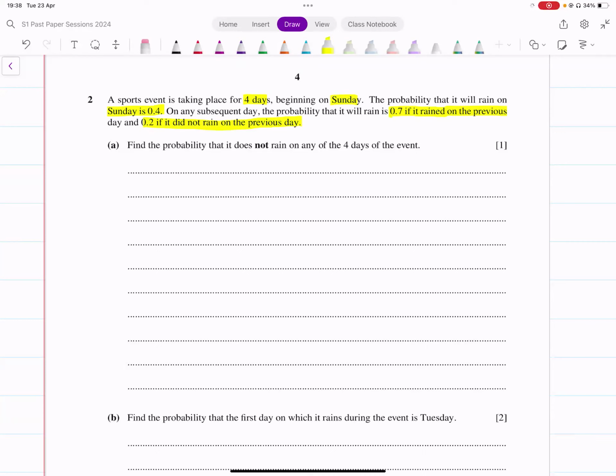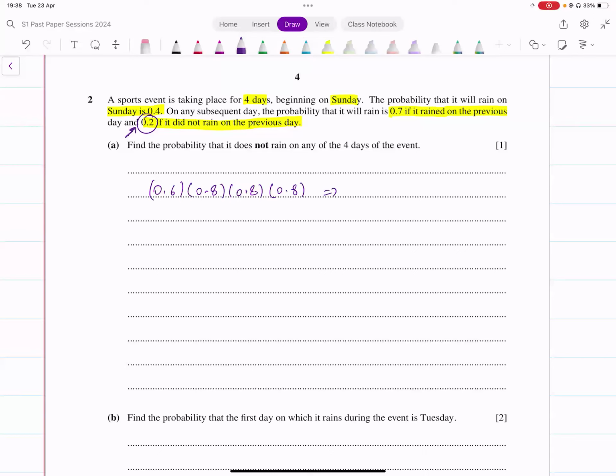Okay, so probability of not raining on any of the 4 days. What's the probability of not raining the first day? 0.6, right? If probability of raining is 0.4, probability of not raining will be 0.6. And then if it did not rain the previous day, the probability of raining on the next day is just 0.2. So what's the probability of not raining the next day as well? That will be 1 minus 0.2, which is 0.8. And then for the third day as well, 0.8. And for the fourth day as well, 0.8.